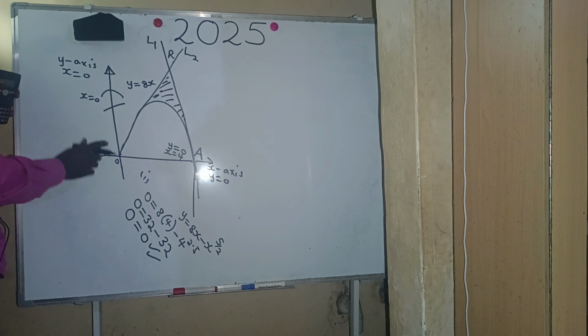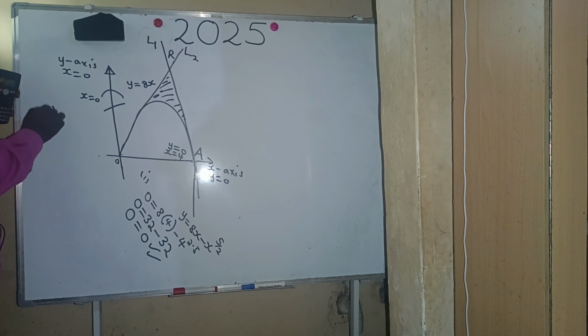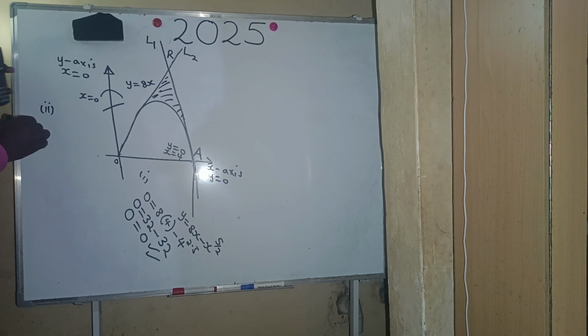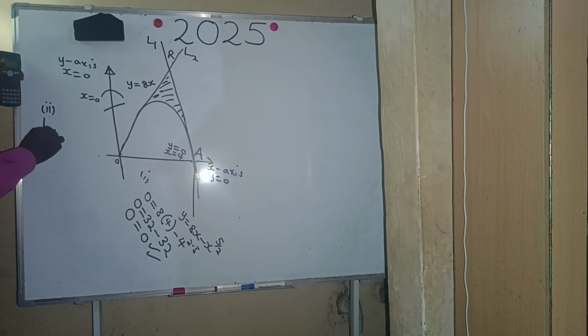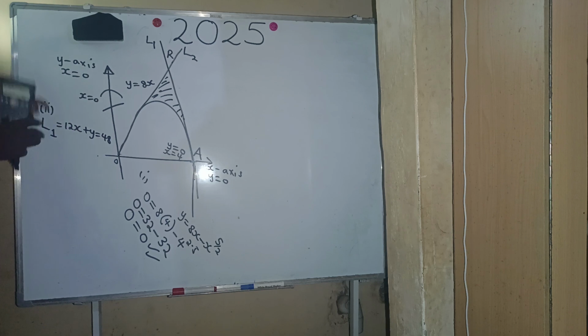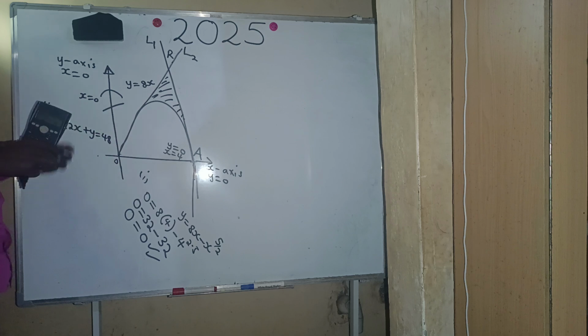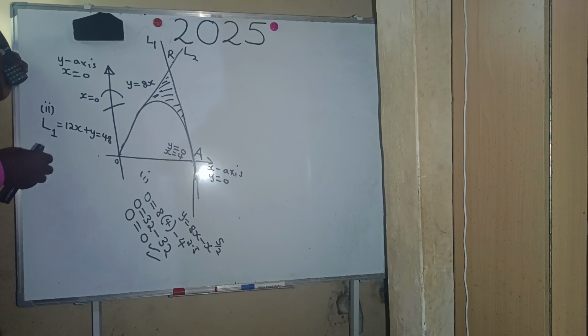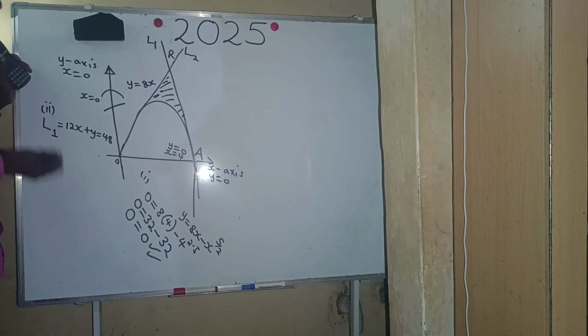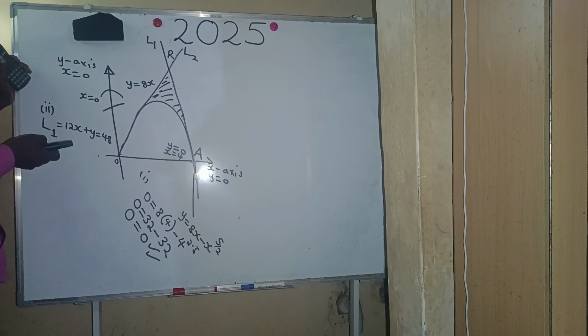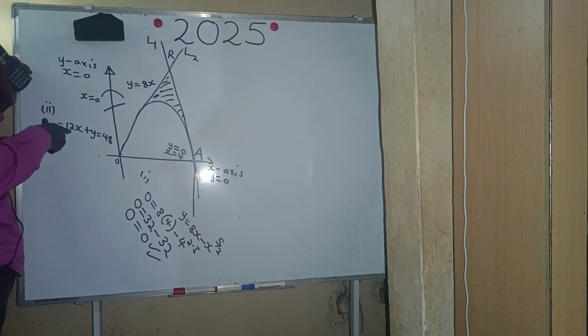And now, on the fortunate part of it, as far as our part 2 is concerned, you have been told that we show that if L1 is 12x plus y, it ends up giving us 48. We need to show that line L1 is 12x plus y is equal to 48. We might get expected to employ a concept of calculus, which relies on differentiation. So the first thing you're supposed to know is this. We want to show that this line has an equation 12x plus y is equal to 48.